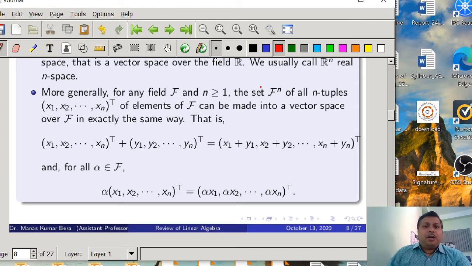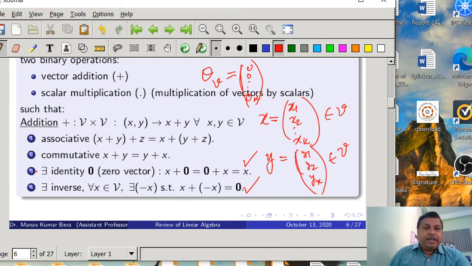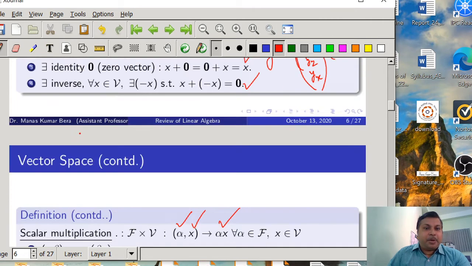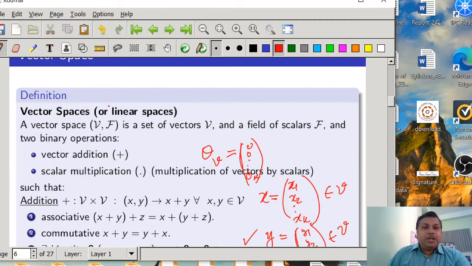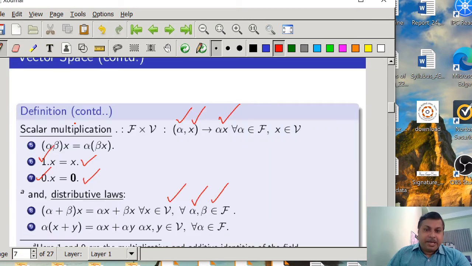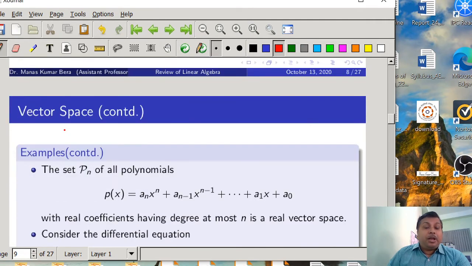So if you are calling Fn a vector space, it should obey these two properties, that is, it should be closed under addition and closed under scalar multiplication, which is equivalent to verifying the addition and multiplication operations which we have stated to define the vector space. Fine. So now I think we can go for another example.